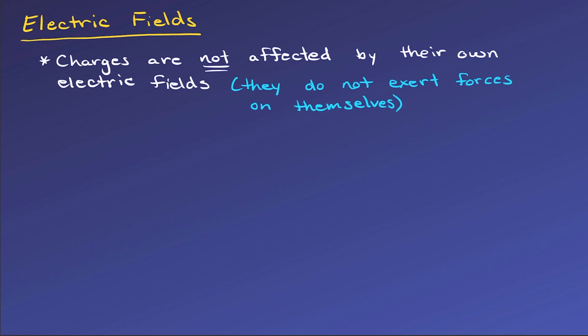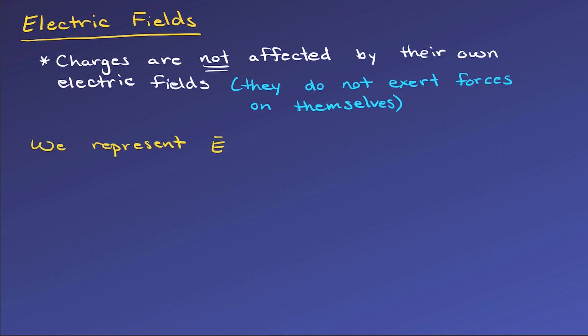This is another way of saying charges don't exert forces on themselves, just like we saw in Physics 1 with other objects. So when we illustrate electric fields, we must keep track of which charges are producing the field and which ones are actually just feeling the field, but don't contribute to the field that we're looking for.